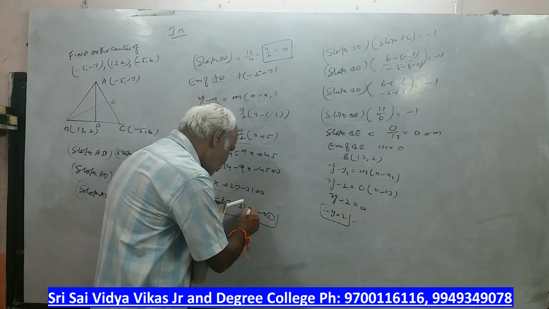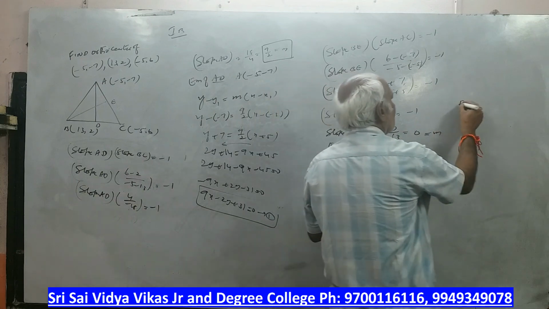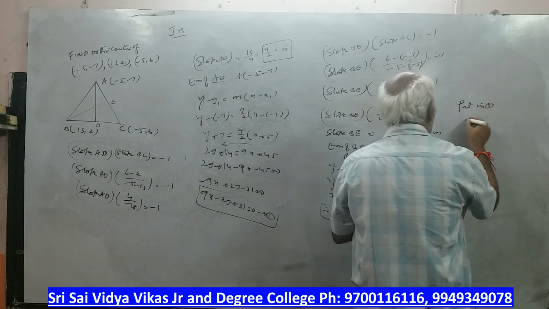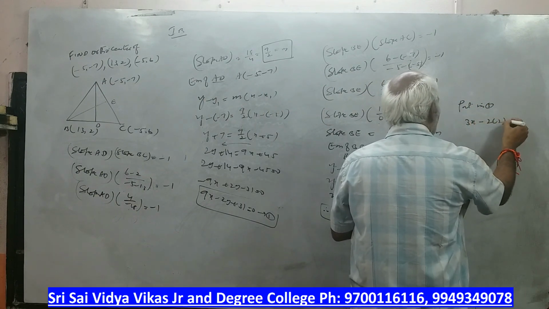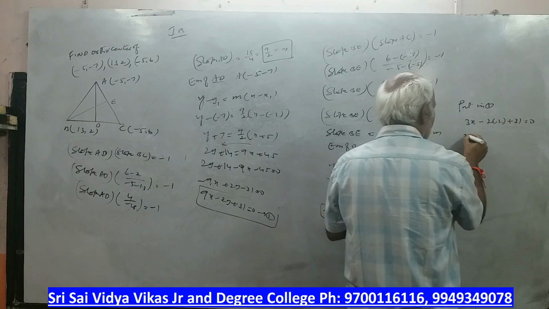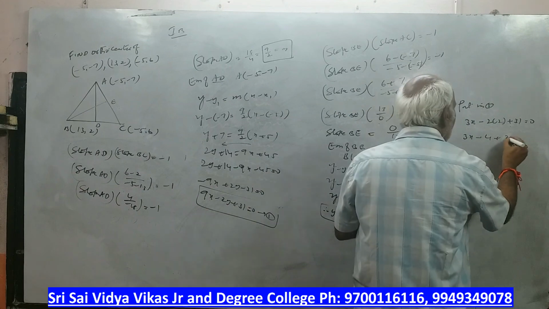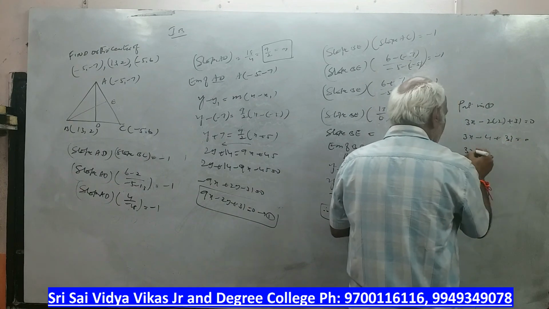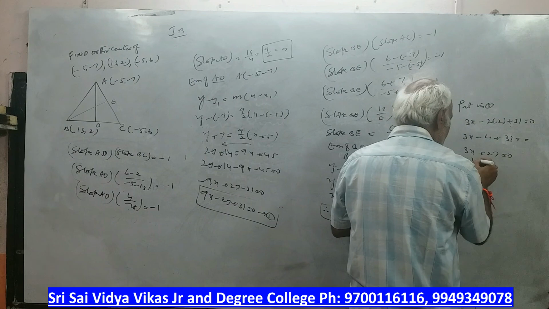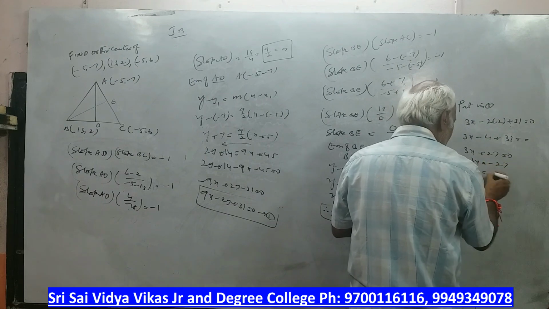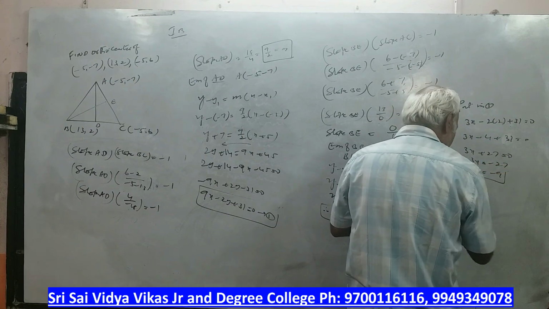So, what will happen? Put in first equation. First equation, 3x plus 3 into 2 plus 31 is equal to 0. 3x minus 4 plus 31 is equal to 0. 3x plus 27 is equal to 0. 3x is equal to minus 27. x is equal to minus 9. Therefore, what is the orthocenter?